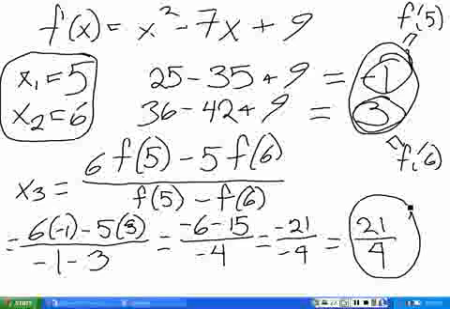Now, if I wanted to, I could plug 21/4 in and see if that's negative or positive, and then I could use that to get the next approximation, and I could keep going to whatever degree of accuracy I wanted using this method.